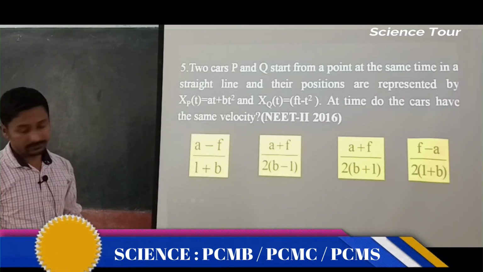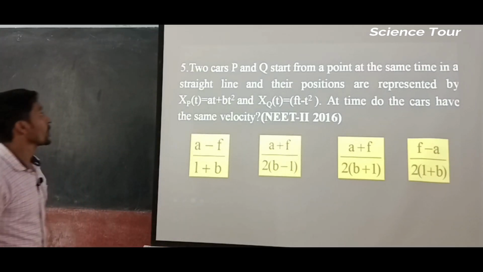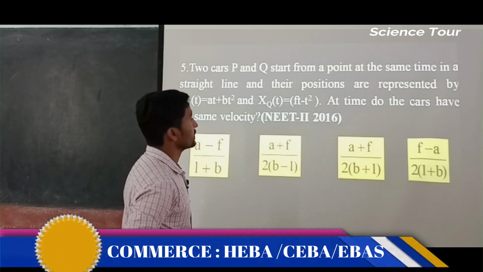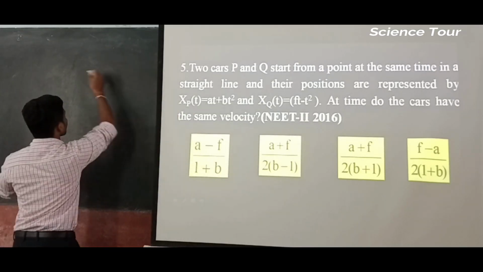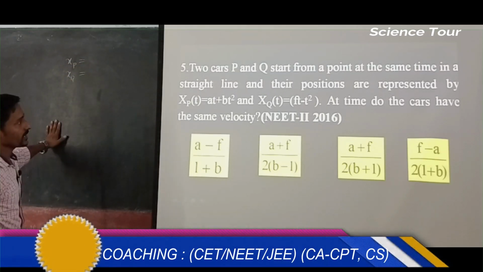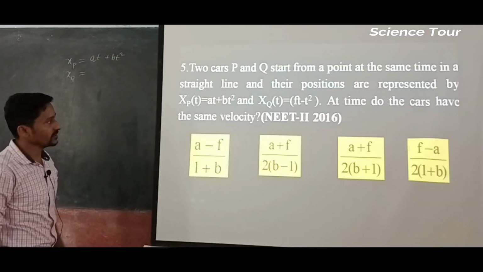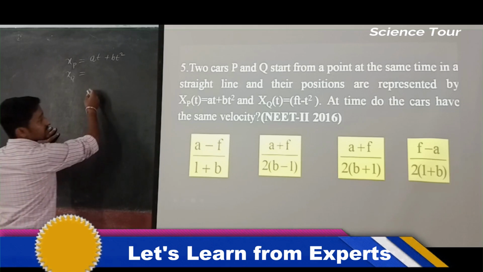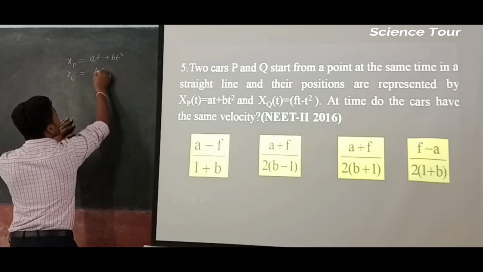Okay, the fifth one, it says that two cars P and Q start from a point at the same time in a straight line, and their positions are represented by xp equal to at plus bt square, which is position in meters, and for xq it is ft minus t square.